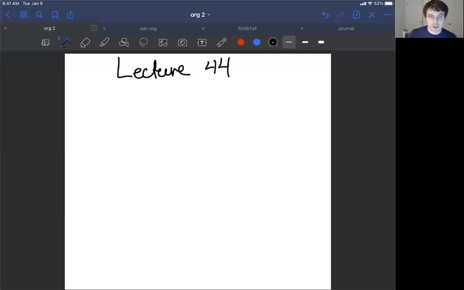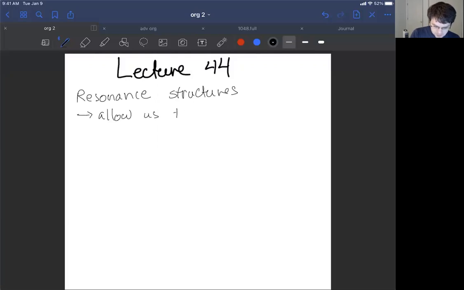This lecture, we're going to look at resonance structures in more detail before going back to the chemistry of the allyl functional group. So what we're talking about again is resonance structures. Now, what resonance structures allow us to do is they allow us to more accurately represent molecules.